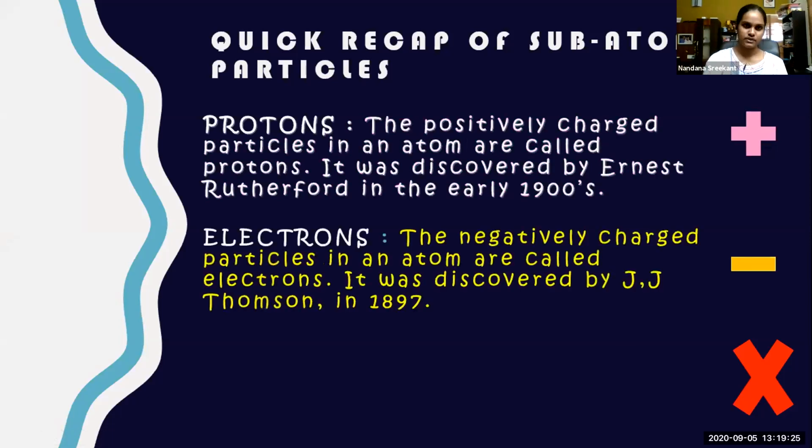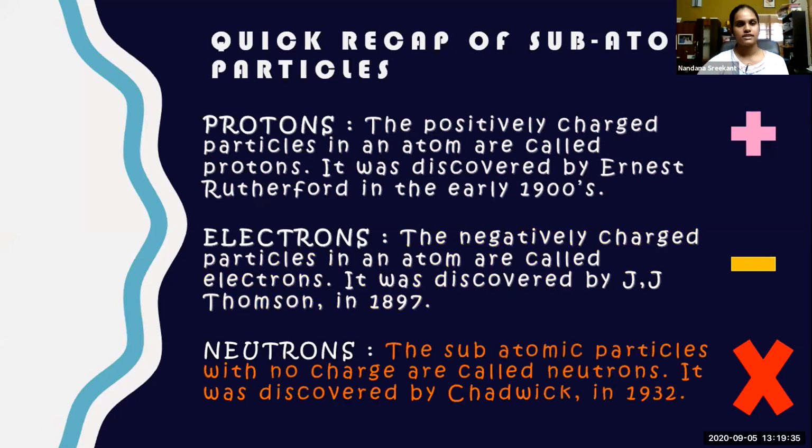Next, we have electrons. They are the negatively charged particles in an atom, and they were discovered by J.J. Thomson in 1897. Now we have neutrons. They are the subatomic particles with no charge. That's why they are called neutrons. And they were discovered by a scientist named Chadwick in 1932. These are the subatomic particles.